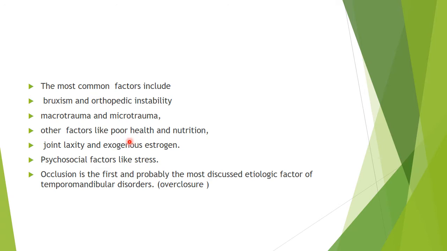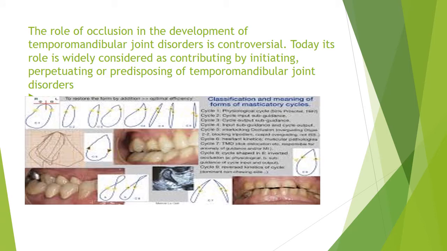Again, the occlusion. Now, there are many controversial ideas regarding the occlusion. There are many studies on the relationship of the occlusion with the temporomandibular joint. Until now, the relationship of the occlusion is considered to be complex. Until now, it is considered a controversial idea whether the occlusion is going to cause the temporomandibular disorder, whether it is going to be an initiating, predisposing, or perturbating factor of the temporomandibular disorder. Till now, it is controversial.